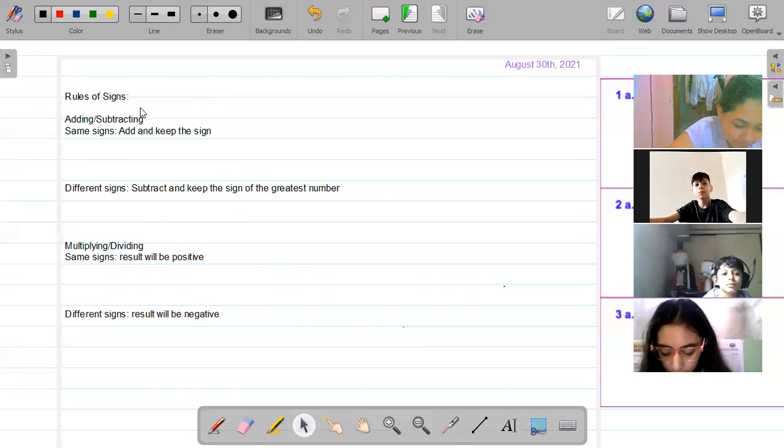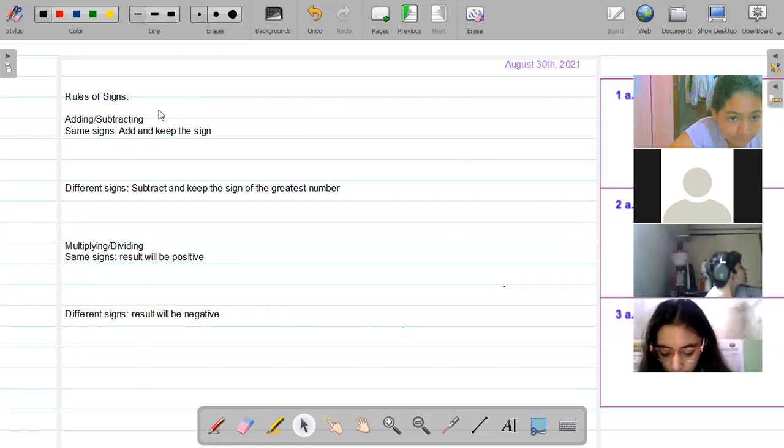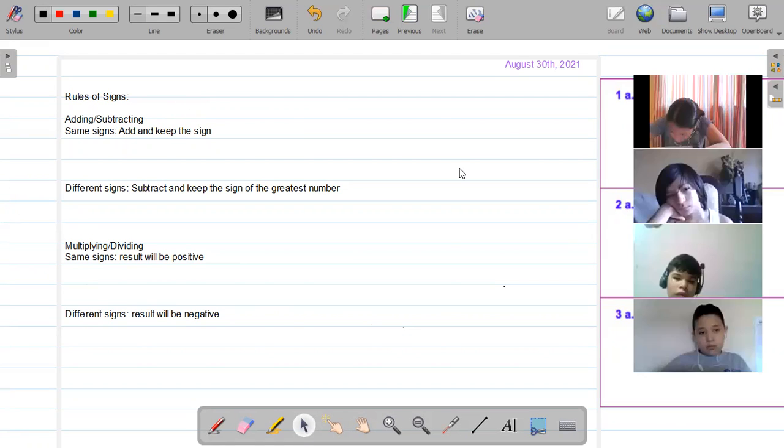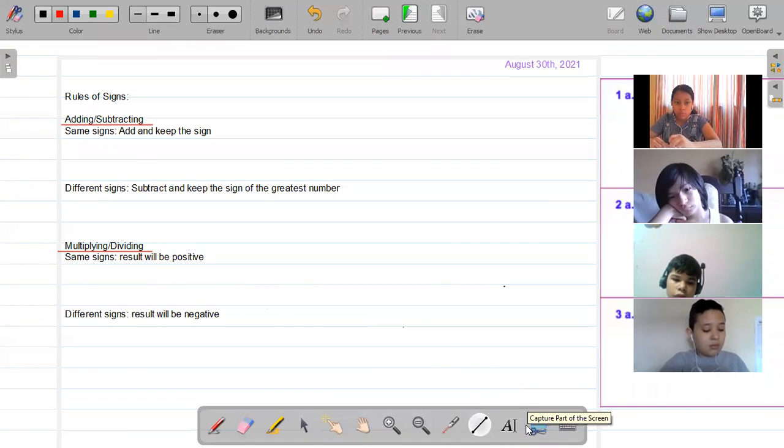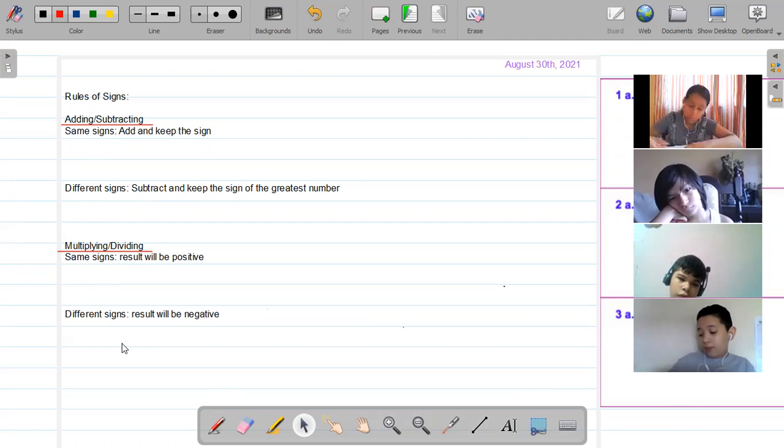So the first thing is the rules of signs, okay? We have two different rules. One that's when we are adding or subtracting, and one when we are multiplying or dividing. So this will be the first rule, and this is going to be the second rule. But these rules also divide into two, okay? And which ones are they? When we're having same signs or when we have different signs.